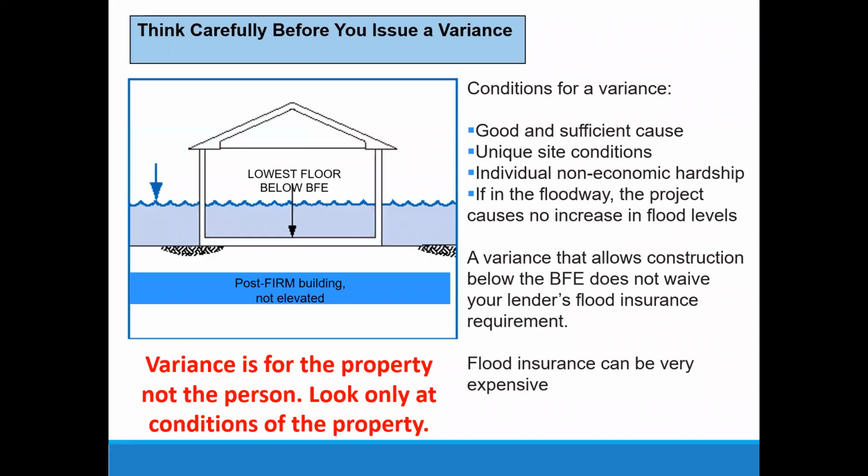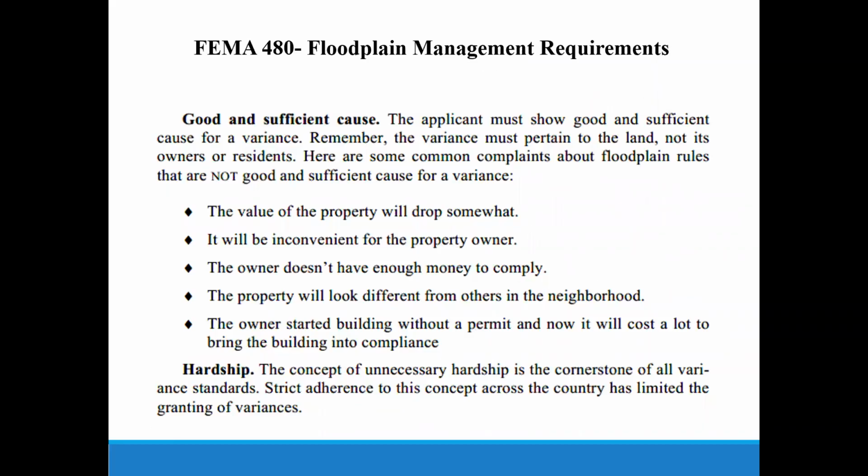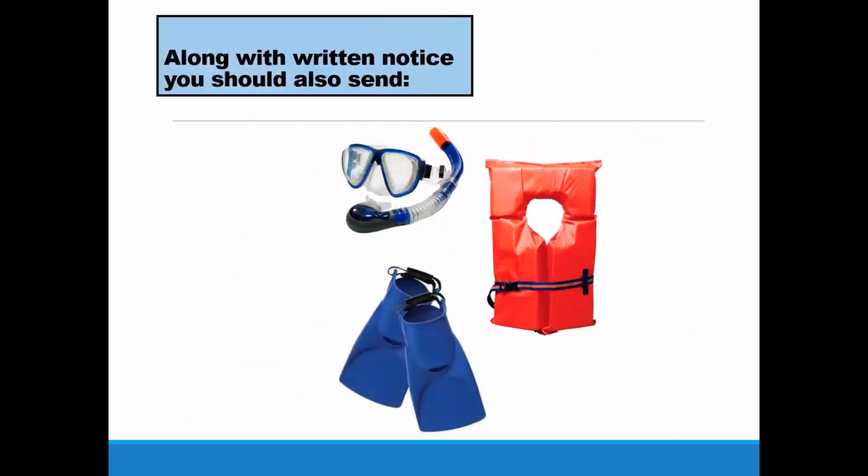So I wanted to show you this. This is from FEMA 480, a very basic floodplain management publication for floodplain managers. We have to have good and sufficient cause, and here are some excuses that are not good: the property value, inconvenience, money issues, or handicaps, if it's going to look different, or again, costing too much. Hardship is for the property, not the person. We have to make sure that our boards that review the variance requests understand this.